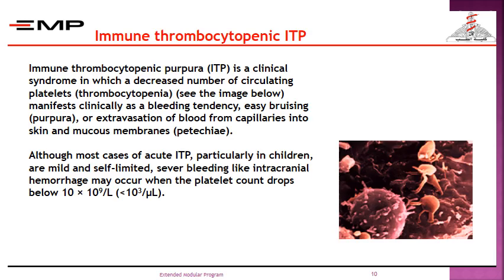First, we are going to discuss immune thrombocytopenia, or ITP. Immune thrombocytopenic purpura is a clinical syndrome in which a decreased number of circulating platelets manifests clinically as a bleeding tendency, easy bruising, purpura, or extravasation of blood from capillaries into the skin and mucous membrane. Although most cases of acute ITP, particularly in children, are mild and self-limited, severe bleeding like intracranial hemorrhage may occur when the platelet count drops below 10.